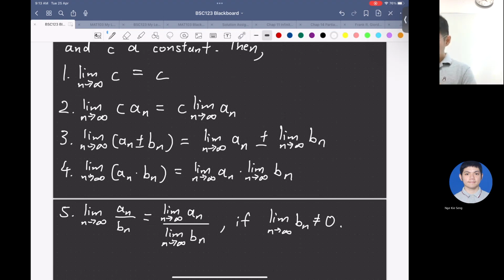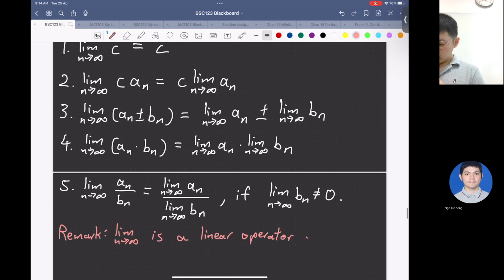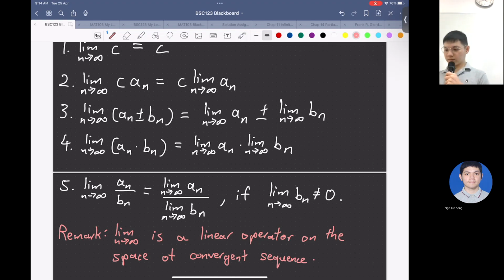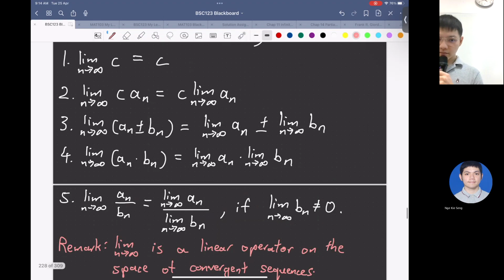So if you learn linear algebra, right? One remark you can make is, the limit is a linear operator on the, what's the vector space? The space of convergent sequences. Okay, maybe you need to restrict the space, but we'll put it like this first.